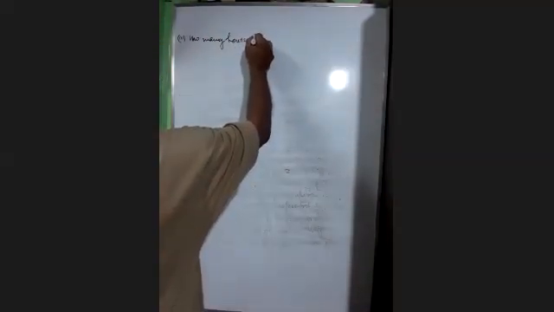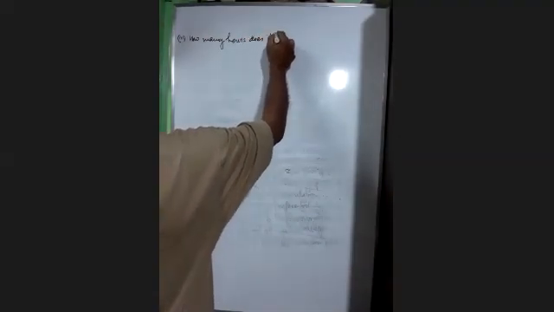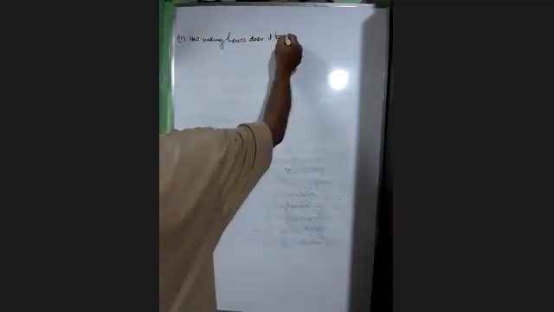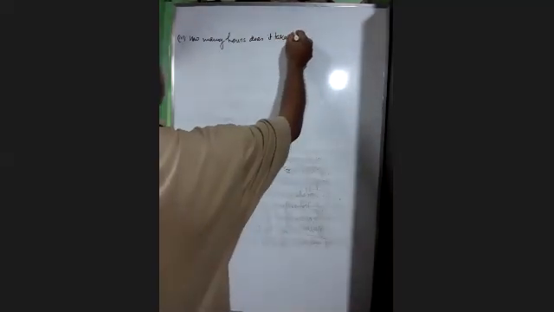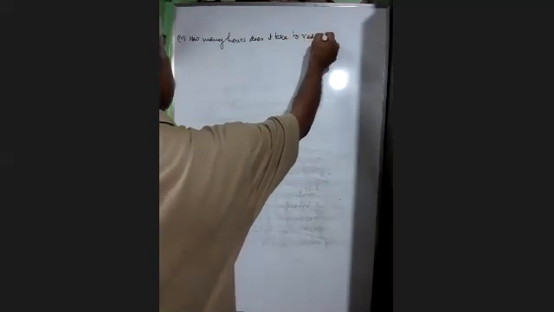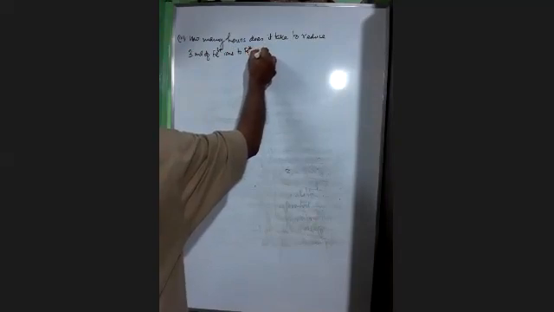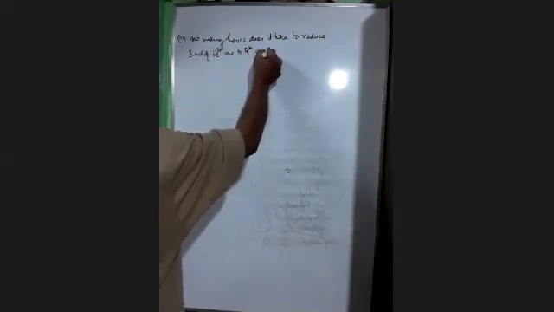How many hours does it take to reduce 3 moles of Fe3+ iron to Fe2+?